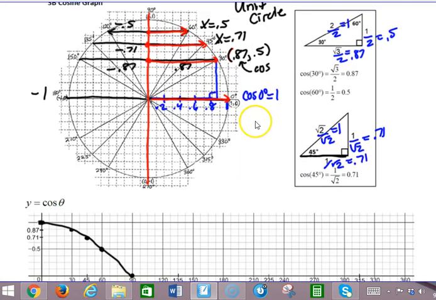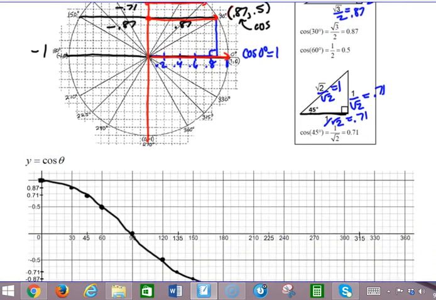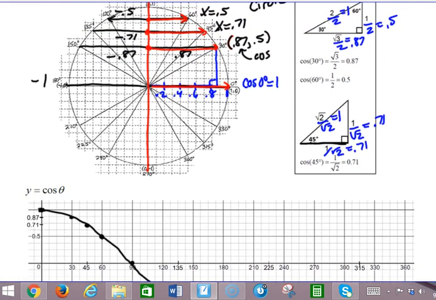Now, going down into quadrant 2, I'm going to go negative now. So 120 has a cosine value of negative 0.5. 135, negative 0.71. 150, negative 0.87, and 180, negative 1. So that's quadrant 2. Now notice when I get into quadrant 3, I still am negative.